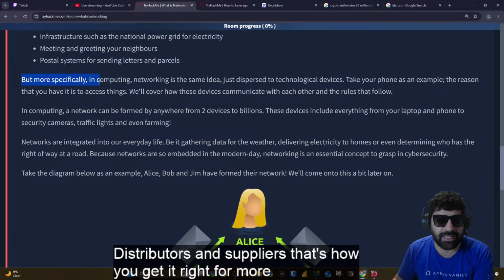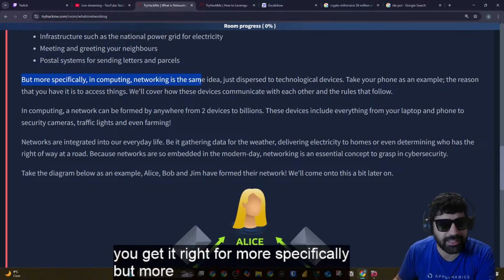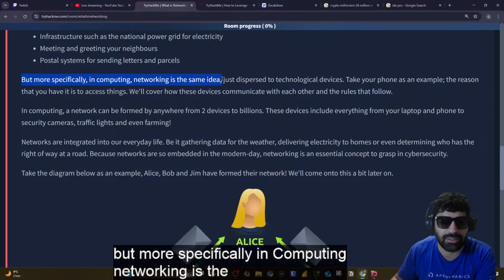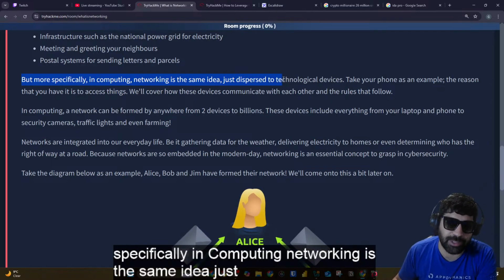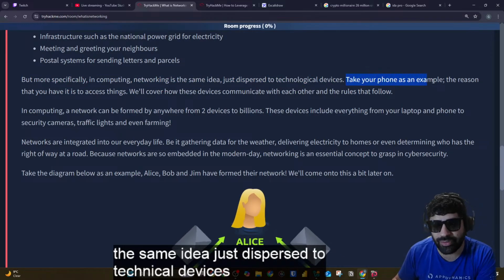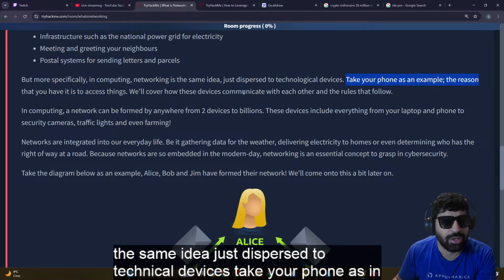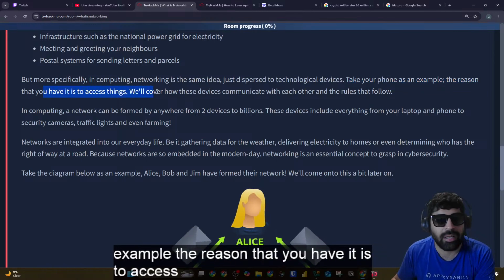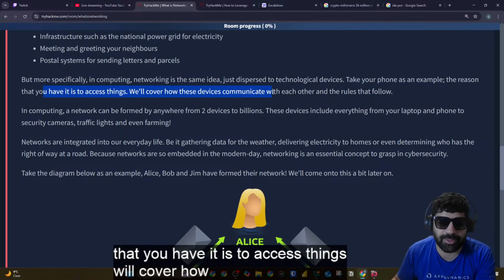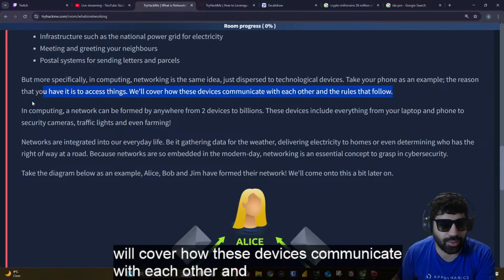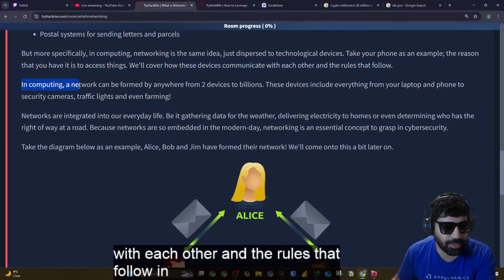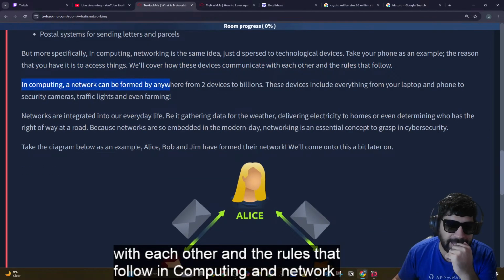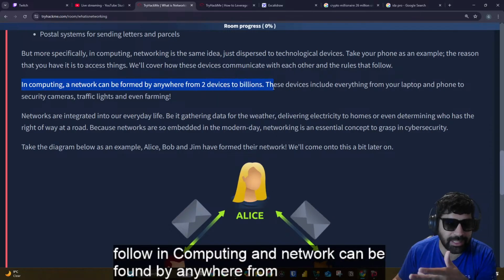More specifically in computing, networking is the same idea, just applied to technical devices. Take your phone as an example. The reason you have it is to access things. We'll cover how these devices communicate with each other and the rules they follow. In computing, a network can be anywhere from two devices to billions.